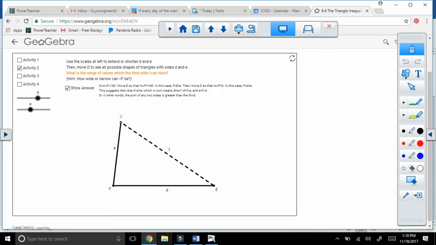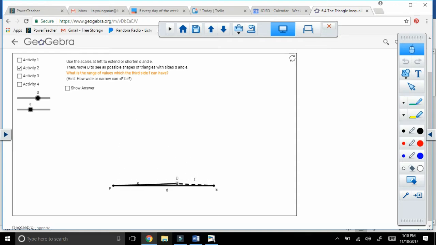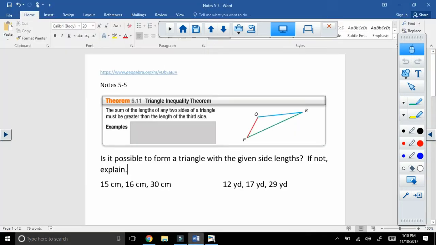Let me see what this says. Oh, I guess it doesn't matter. For that potential third side, that's going to be really important. But there are limits. There are lower limits of how short that side could be, and then there are upper limits of how long that side could be, and still have that make a triangle. So here we go with the notes.